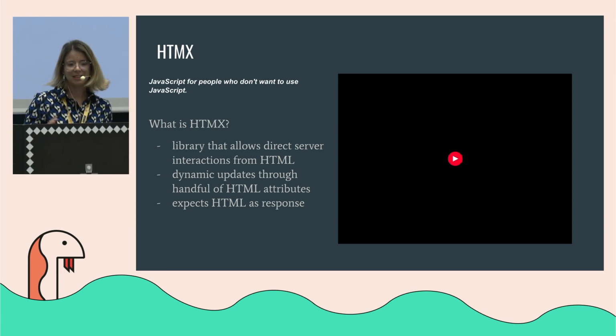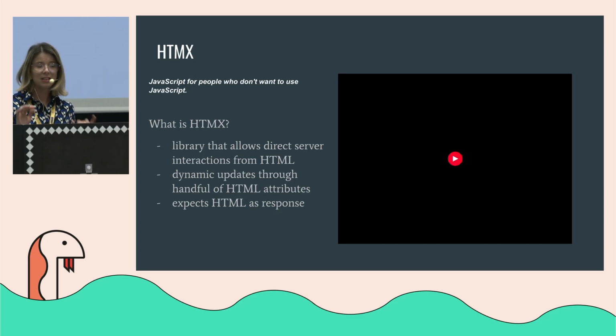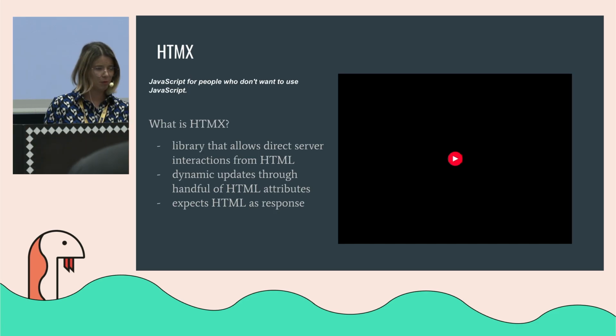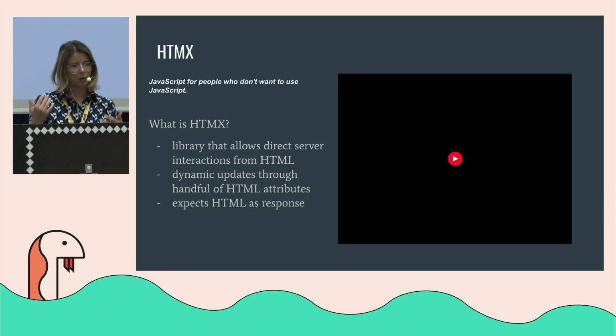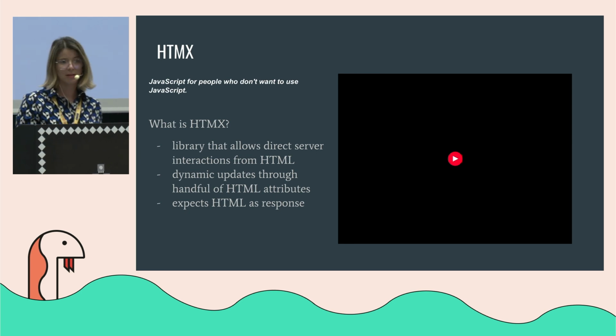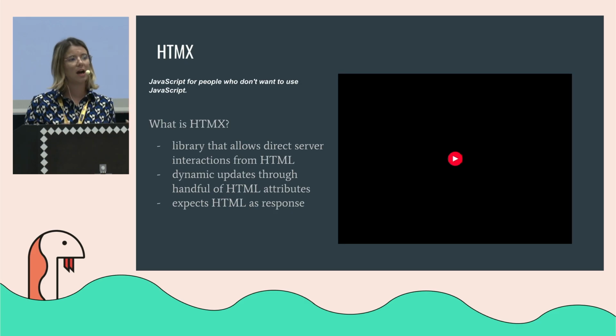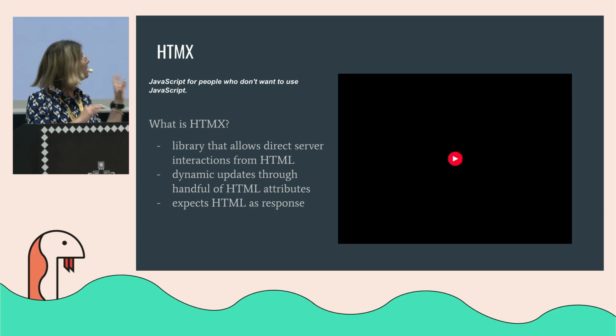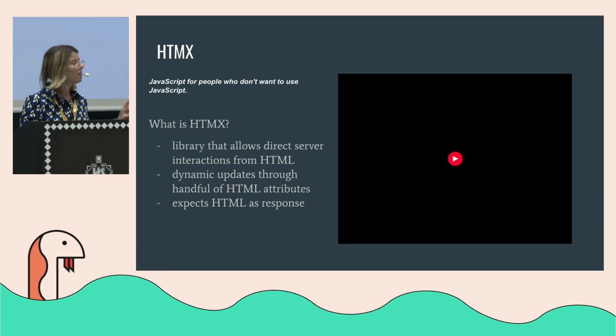So HTMX is a library that allows direct server interaction with HTML. This means you don't have to leave the HTML file. You just need to add a few attributes. And the request that is triggered, the response that is returned is pure HTML. That pure HTML is then put back into your HTML page without fully reloading, as we're used to from Django. I'm going to start with the simplest example possible, just so you can see how HTMX works. This is not really Django specific for now.